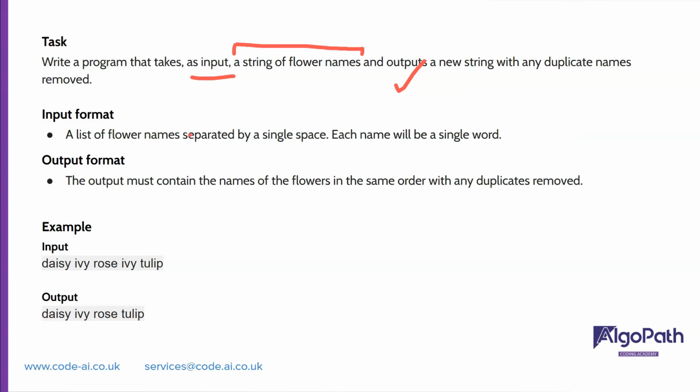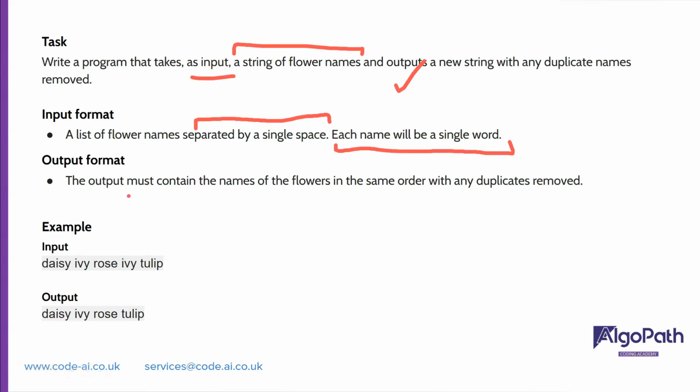Now, as usual in these coding challenges, they always want them to be separated by a space. It's either a space or a comma. In this case, it's a space, and each name will be a single word. We don't want to confuse the program with a two-word flower.